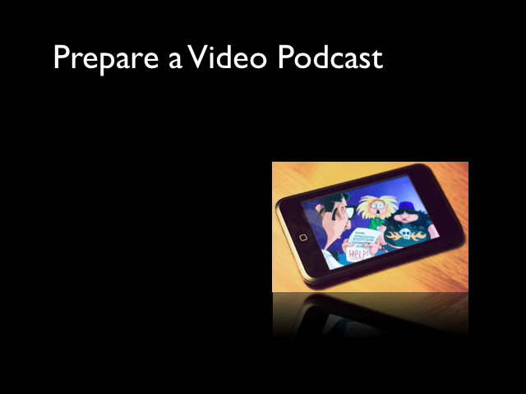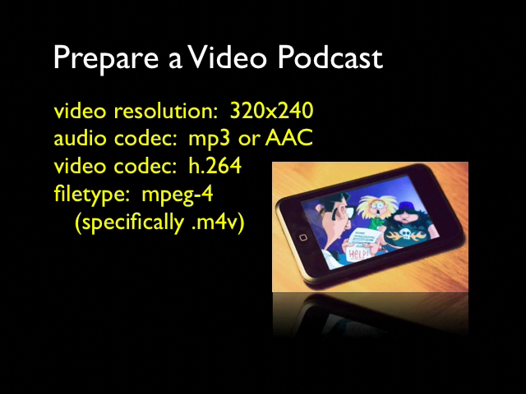To prepare a video podcast, you'd use different specifications. You'd use a video resolution of 320 by 240, MP3 or AAC for your audio codec, H.264 for video, and you'd save it as an MPEG-4, specifically as a .m4v file, to upload to a podcasting service.